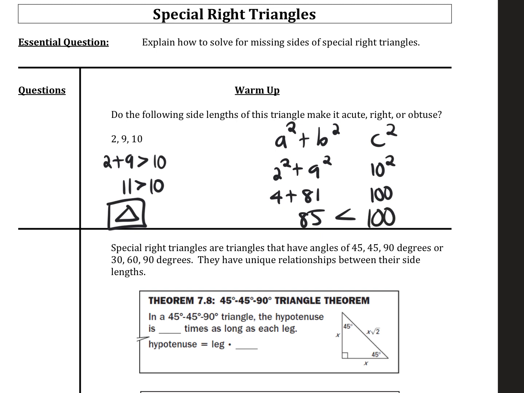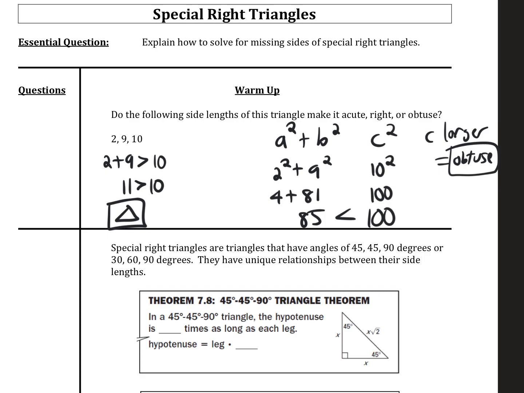So is c larger or smaller than a and b? It's larger. c is larger. If c is larger, that means it's going to be obtuse, since it's the larger side. So this is going to be an obtuse triangle.